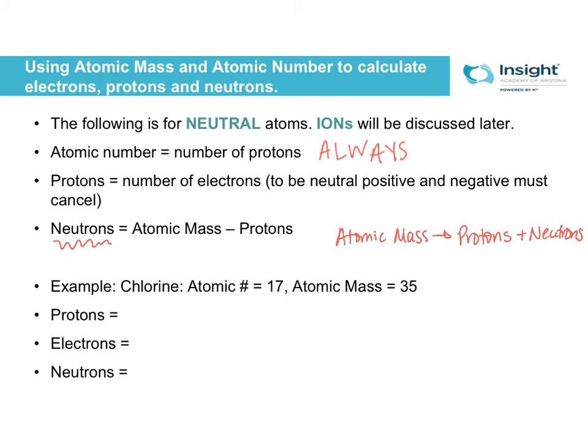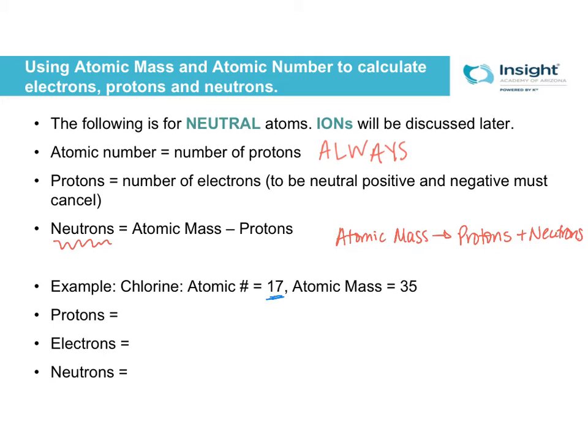So for example, chlorine. If you go to your periodic table, you can see that its atomic number is 17. You can see that its atomic mass is 35.45, so I'm just rounding that to 35. Using our rules up top, we can now determine how many protons, electrons, and neutrons chlorine has in its neutral state.